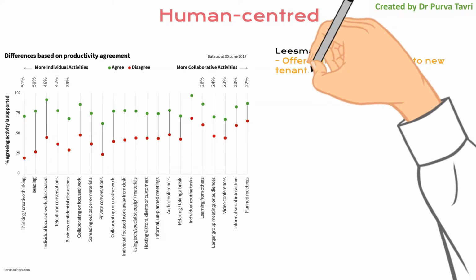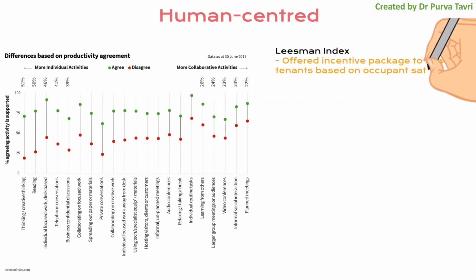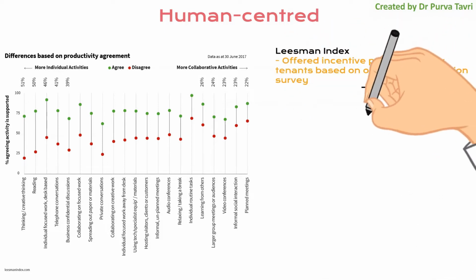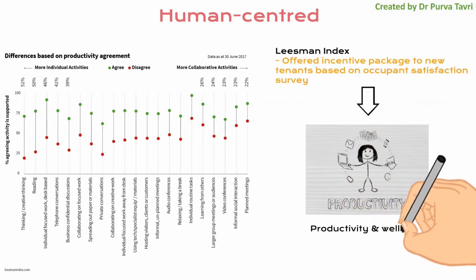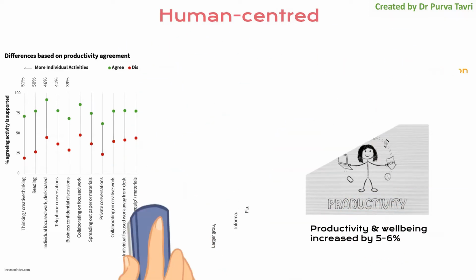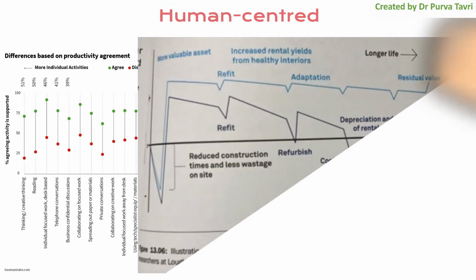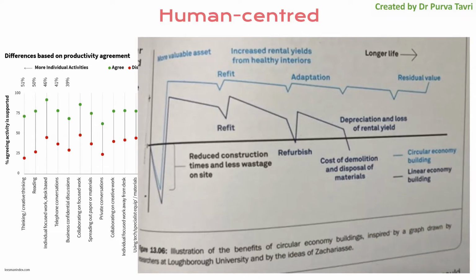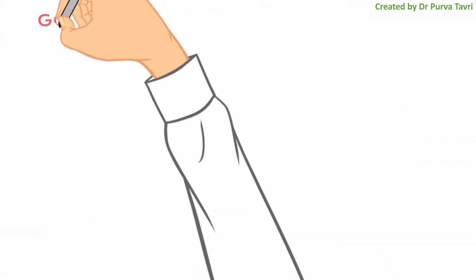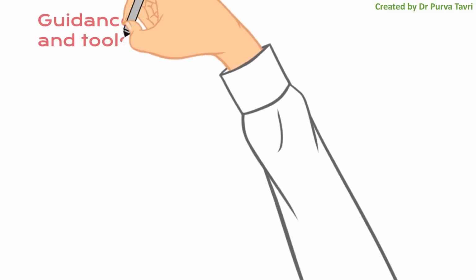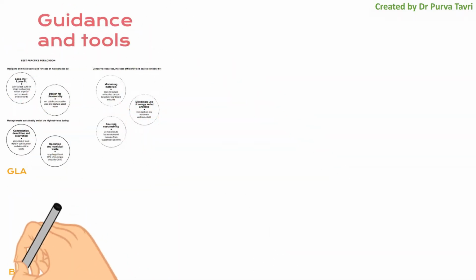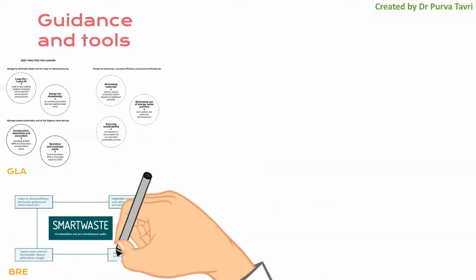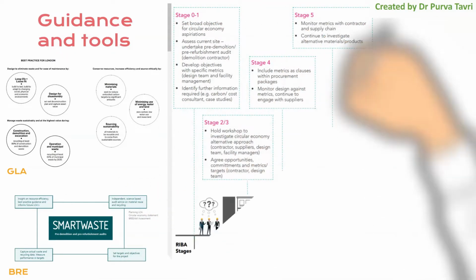New tenants are offered an incentive package of 30% reduction if occupants are not satisfied. This resulted in an increase of 5 to 6% in productivity and well-being. Overall, a more valuable asset and increased rental yields from healthy interiors. So what we are talking about is not reinventing the wheel. There are guidelines and tools developed by organizations like GLA, BRE, UKGBC and others.